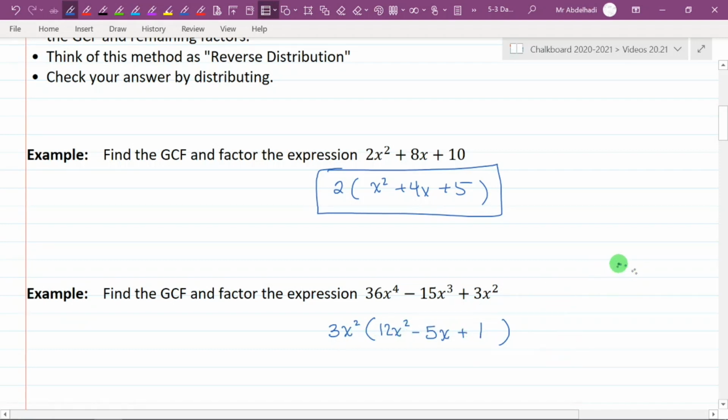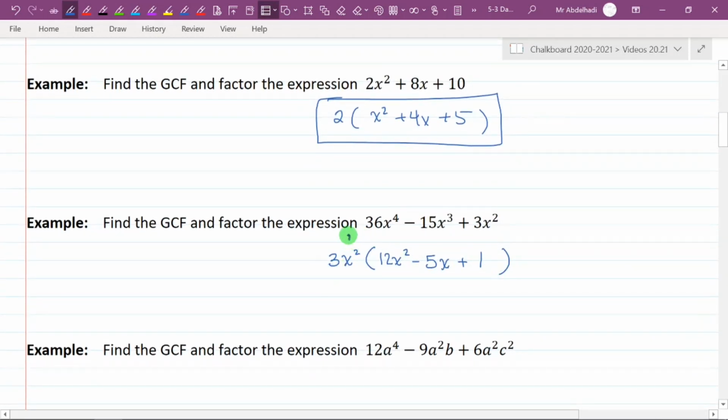Now, let's check our work. If this is correct, when I distribute 3x squared back to these, I should get back the original expression. So the way you distribute this would be 3 times 12 is 36. Numbers first, letters second. x squared times x squared is x to the 4th. 3 times negative 5 is negative 15. x squared times x to the 1st, you add the powers, x to the 3rd. And 3x squared times 1, well, 3x squared, because anything times 1 is itself. And you see that this checks out.